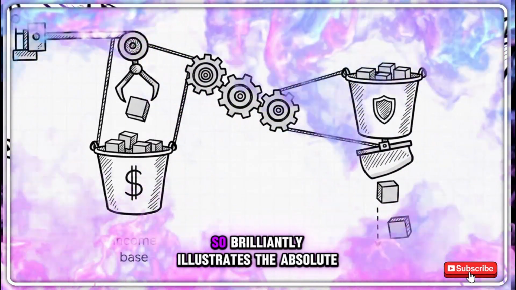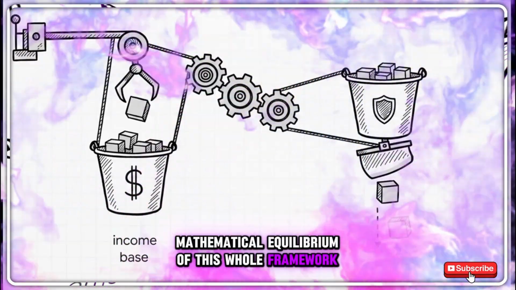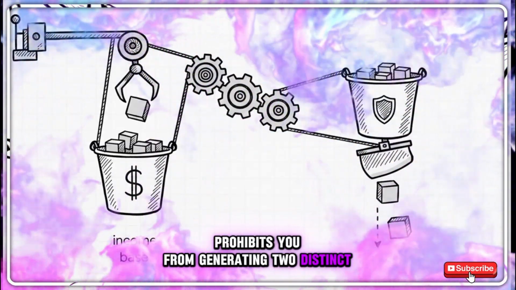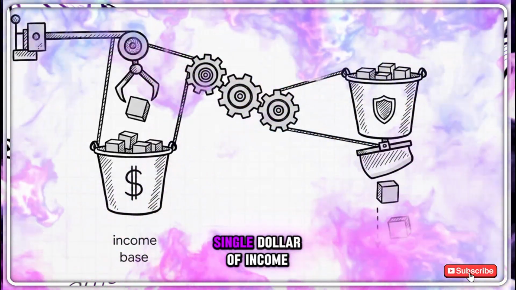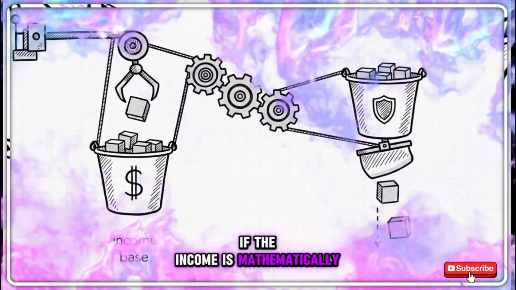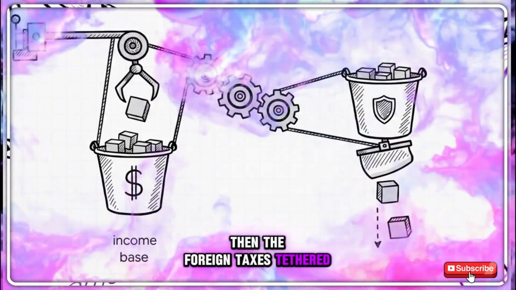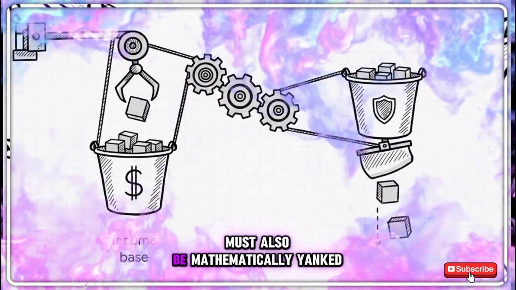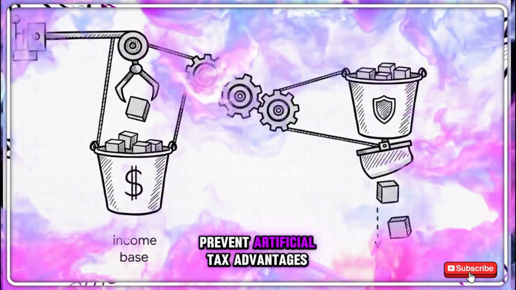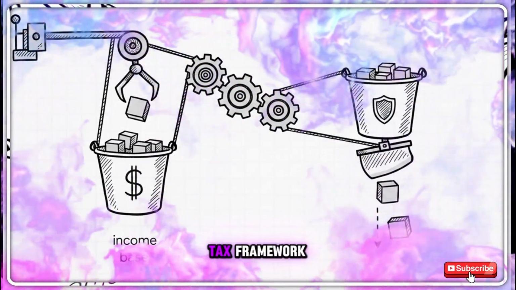It so brilliantly illustrates the absolute mathematical equilibrium of this whole framework. The system fundamentally prohibits you from generating two distinct tax benefits out of one single dollar of income. Cause and effect, right? If the income is mathematically removed from the domestic tax base via exclusion, then the foreign taxes tethered to that specific income must also be mathematically yanked right out of the credit pool. It's the only way to prevent artificial tax advantages and maintain the structural integrity of the entire global tax framework.